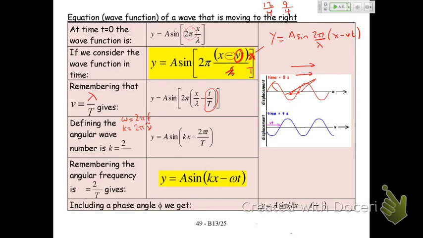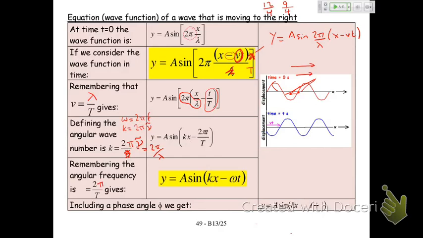Okay? And now I'm going to play with my x. My k is equal to 2 pi times the wave number, which equals 2 pi over my wavelength. And there is 2 pi, and there is my wavelength. So I get kx.